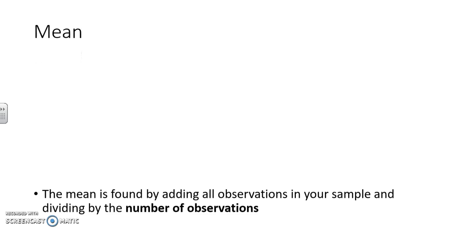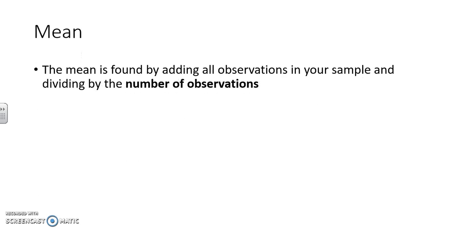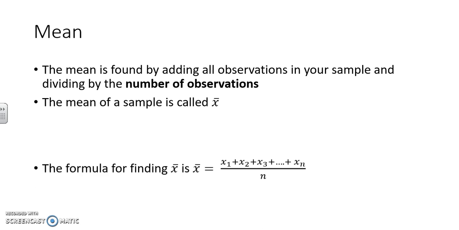Now, I know a lot of you know what the mean is, but let's just review. The mean is found by adding all observations in your sample and dividing by the number of observations. Now, this might be new for you. The mean of a sample is called x-bar, drawn with a short bar over the x. You're going to have to get used to this symbol and a lot more symbols to come. But know that the mean of a sample is called x-bar.